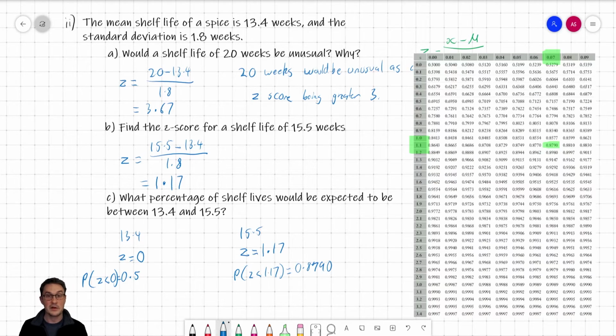So P of Z less than 1.17 is equal to 0.8790. Now, what we're asked to find is the percentage between these 2 points. As we do that here, that means we've got to subtract them from one another. So we're going to have 0.879 minus 0.5. This gives us 0.379. But because we're asked for a percentage, we've just got to convert this from a decimal into a percentage. So that means there are 37.9% of the shelf lives expected to be between 13.4 and 15.5.